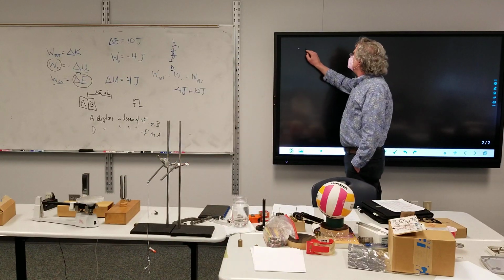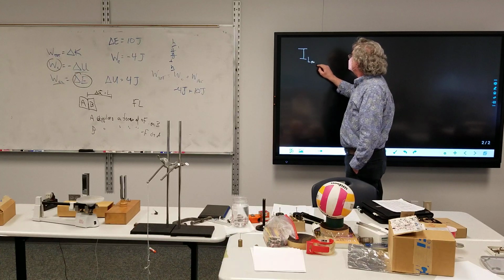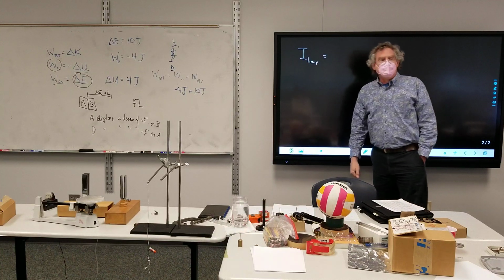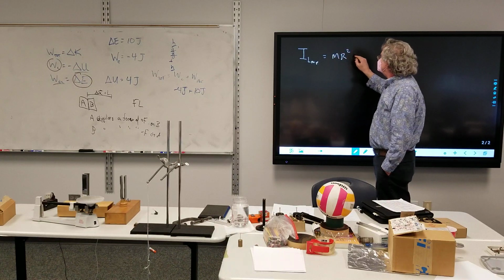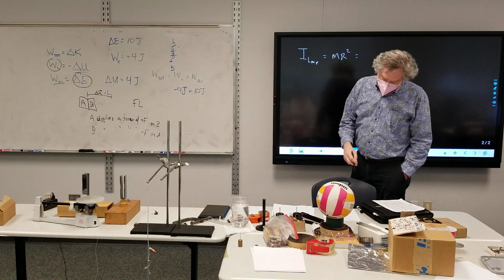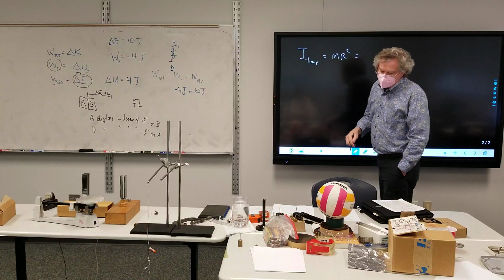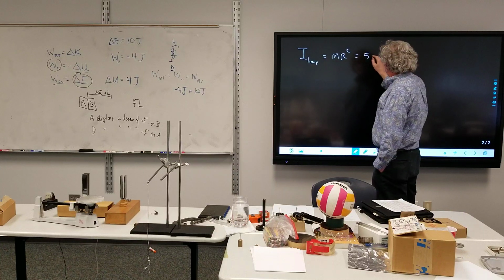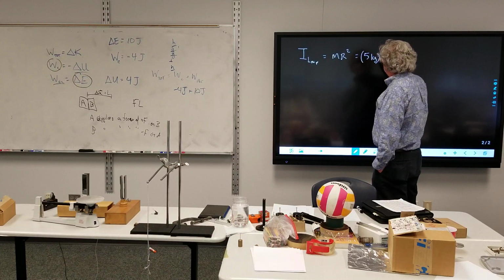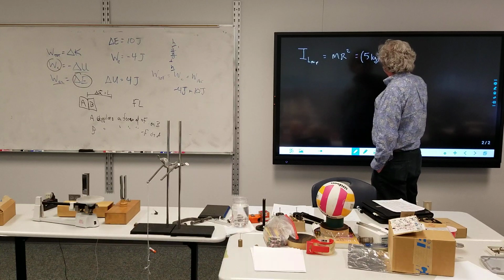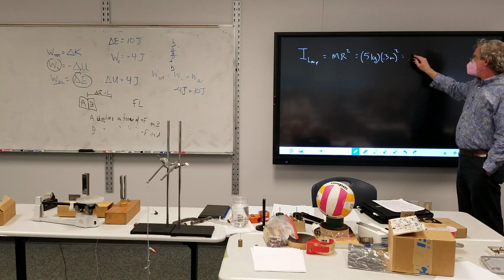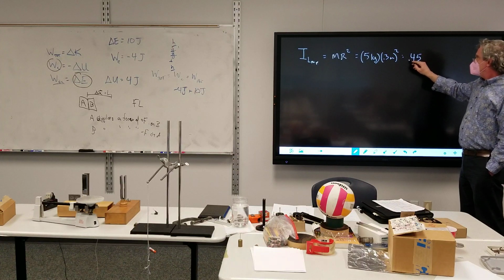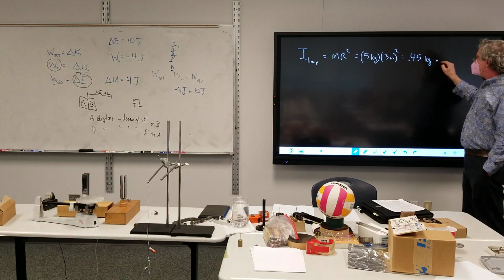So, moment of inertia of a hoop. What's the formula? Yep. So this one's just a little bit of plug and chug here. We've got 5 kilograms and then 0.3 meters squared. So 0.45, I believe, kilogram meter squared.